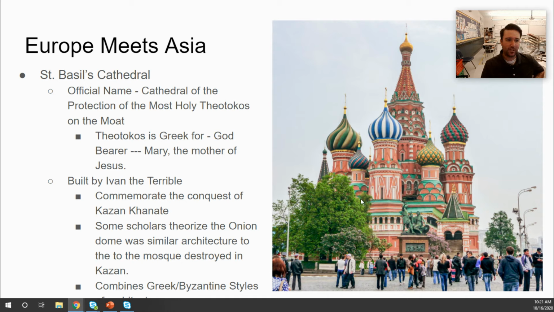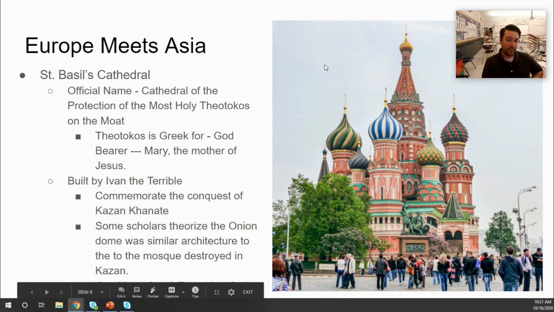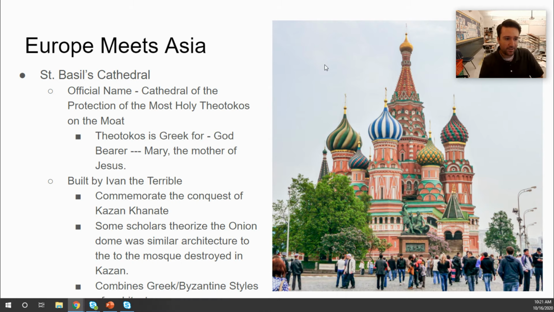And so the official name of this is Cathedral of the Protection of the Most Holy Theotokos of the Moat. In other words, it's a Church of Mary, the Mother of Jesus. Okay, so you see that Eastern Orthodox influence right there. Greek Orthodox. I mean, this is clearly a Greek term itself. But it was built by Ivan the Terrible, and it was to commemorate his conquest of the Kazan Khanate.